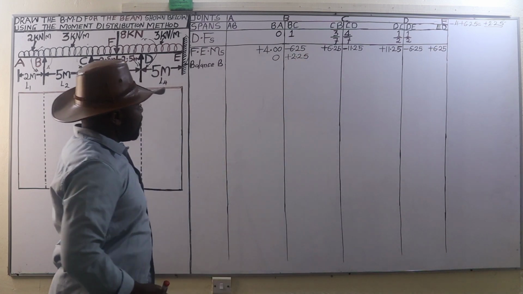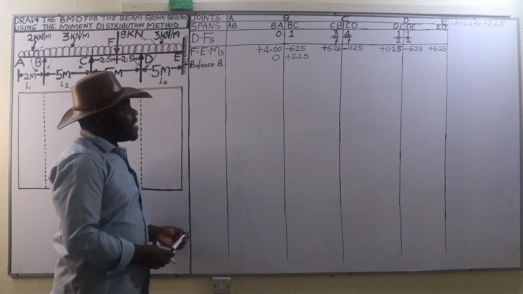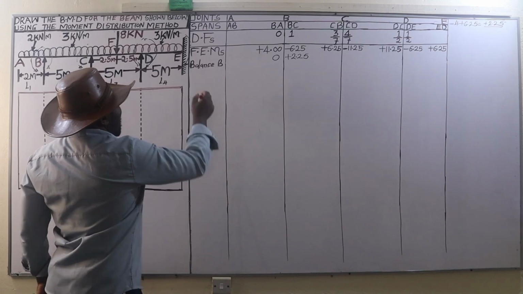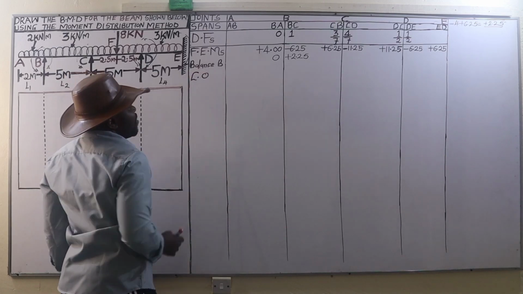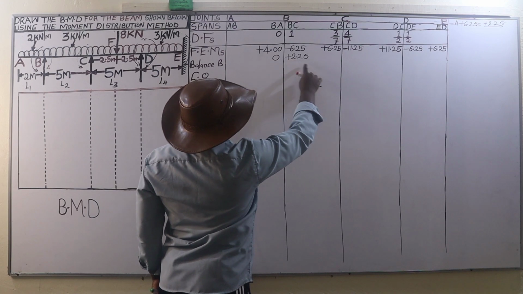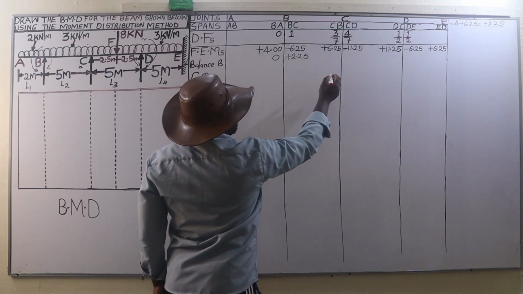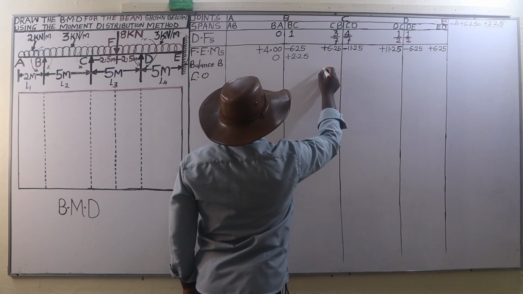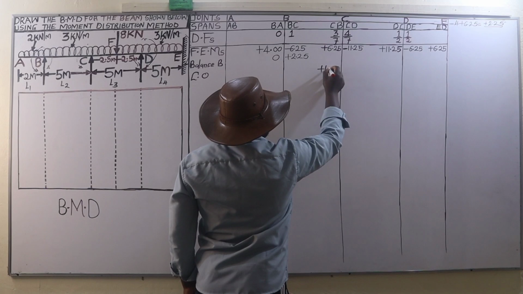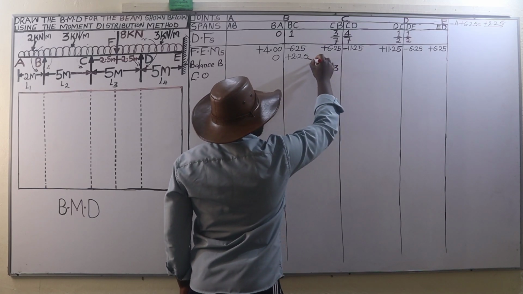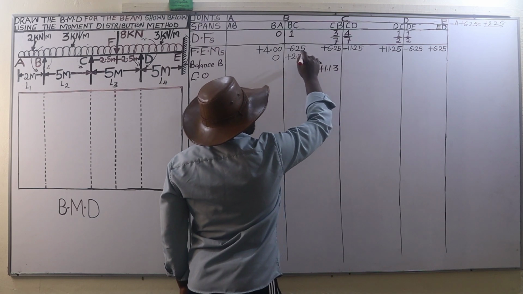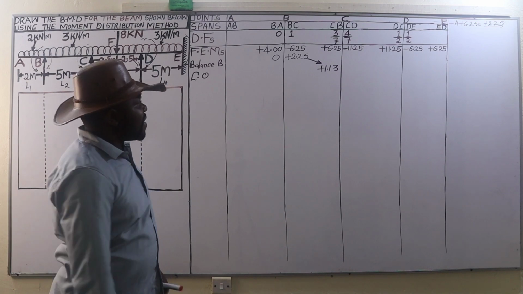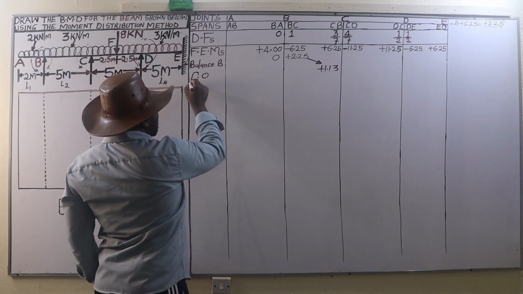Now, after balancing B, the next thing we are going to do is carry over. So we carry over half of this moment to the joint C. So half of 2.25 is 1.13. So we are going to have positive 1.13. That is when we carry over half of this moment. Remember, the carryover factor is usually a half. Then from there we are now going to have the initial moments.